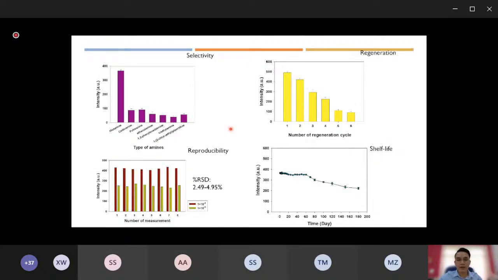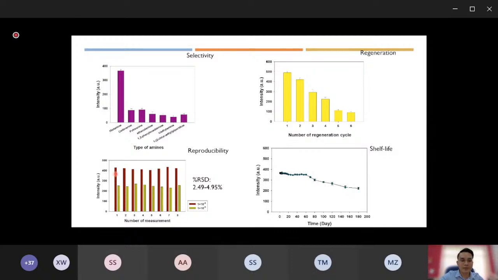Okay, another is the selectivity. So we tested other types of amines: cadaverine, putrescine, primary amine, secondary amine, and tertiary amine. Histamine shows a good response because this sensor has been fully optimized, and therefore it shows a good selectivity toward histamine as compared to other amines.